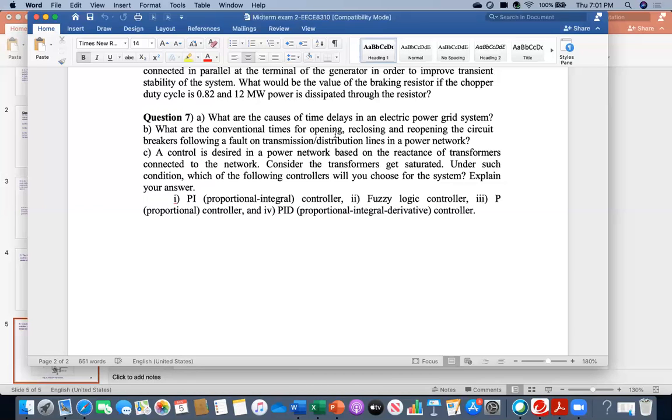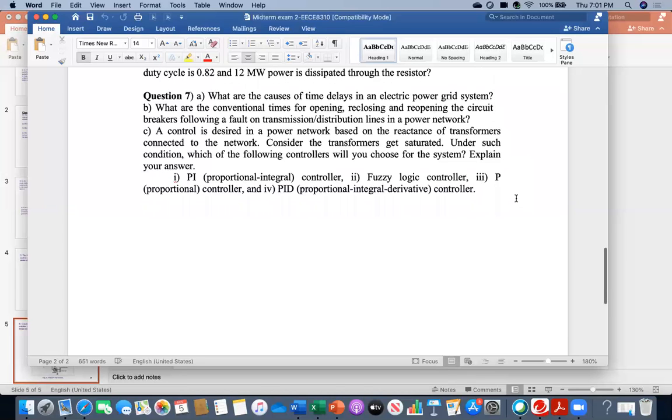So the conventional time for opening is within 5 cycles of the fault happening. Reclosing is within 30 to 60 cycles after opening the breaker. And then reopening again within 5 cycles. That reopening is in case of a permanent fault, that's why the reopening is being asked here. Did you all write the same thing?